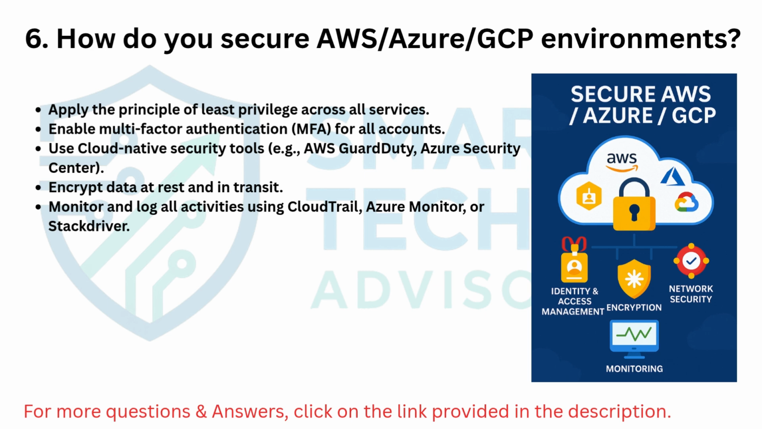Next question: how do you secure AWS, Azure or GCP environments? Apply the principle of least privilege across all services. Enable multi-factor authentication for all accounts. Use cloud-native security tools, for example AWS GuardDuty, Azure Security Center. Encrypt data at rest and in transit. Monitor and log all activities using CloudTrail, Azure Monitor, or Stackdriver.